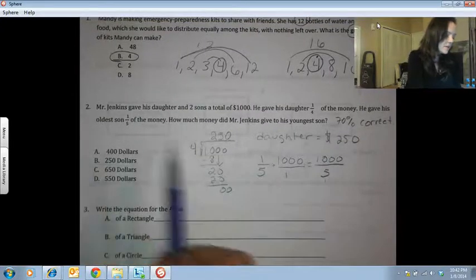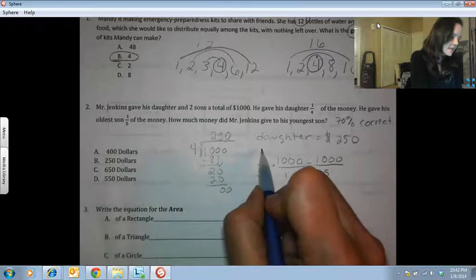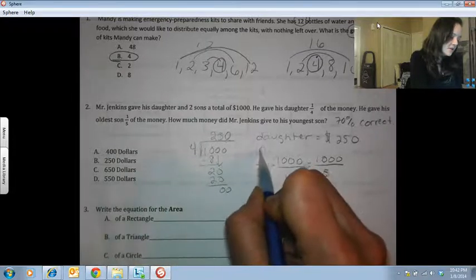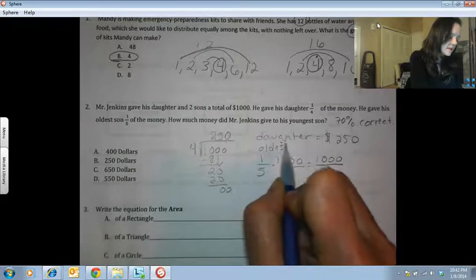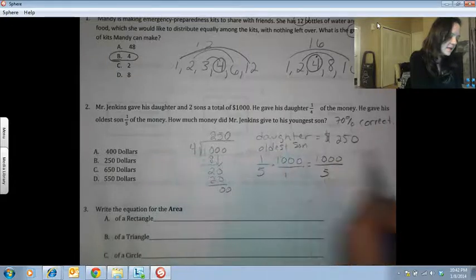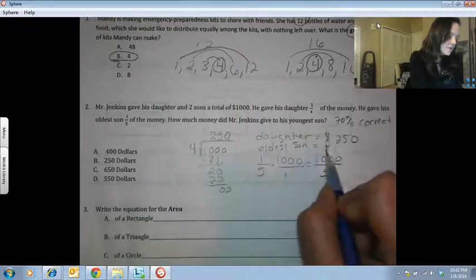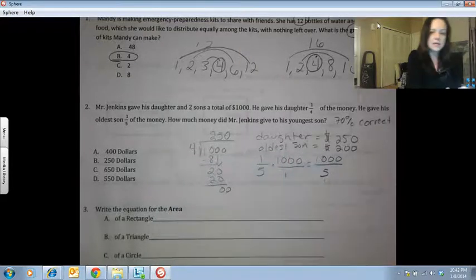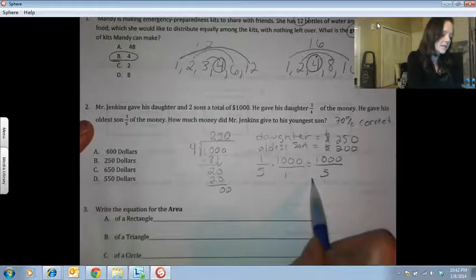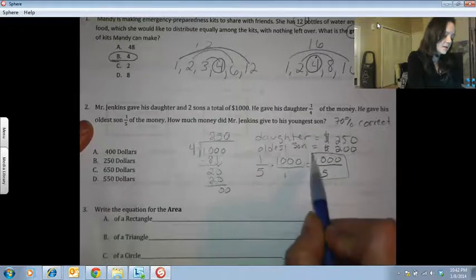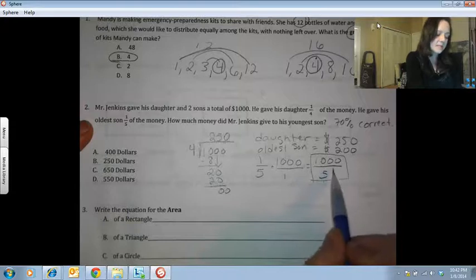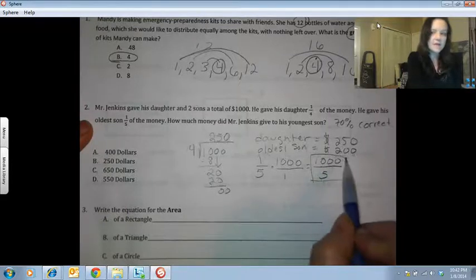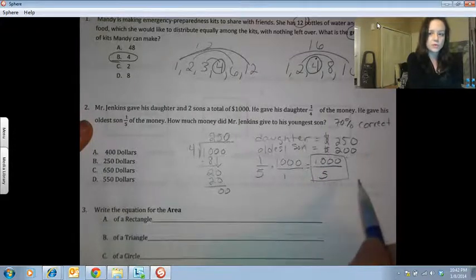So his oldest son gets $200. Oldest son gets $200, right? So this right here, 1,000 divided by 5 or 1,000 over 5 is the same as 200.